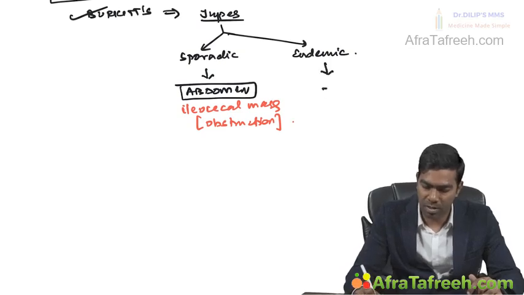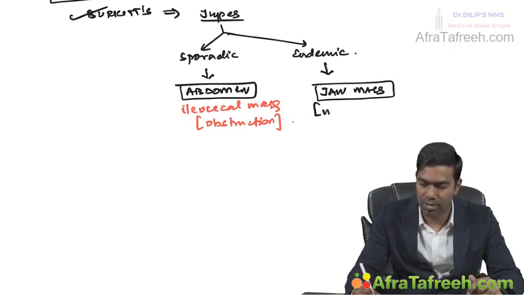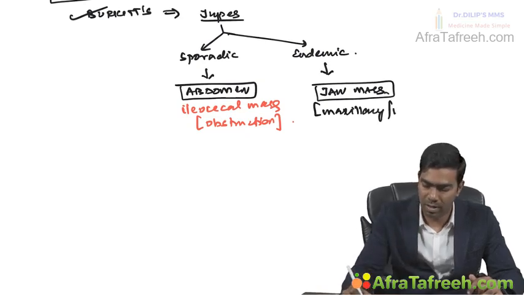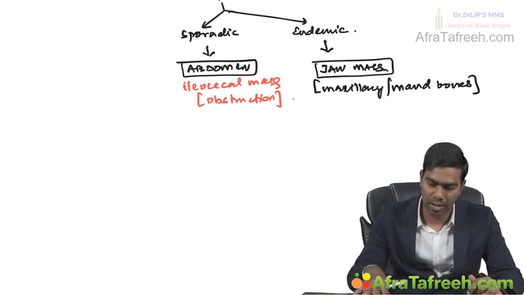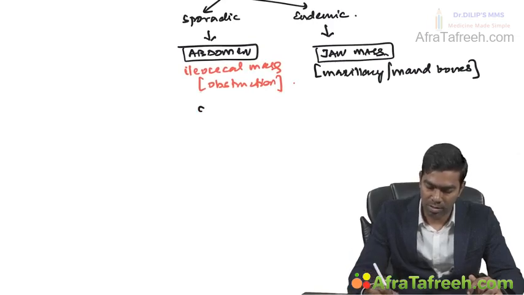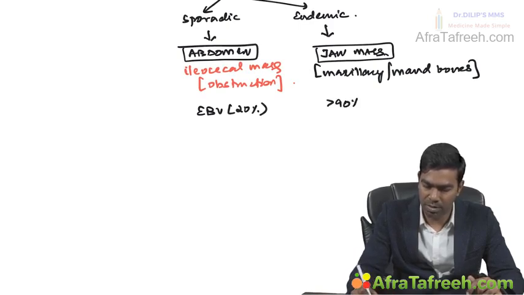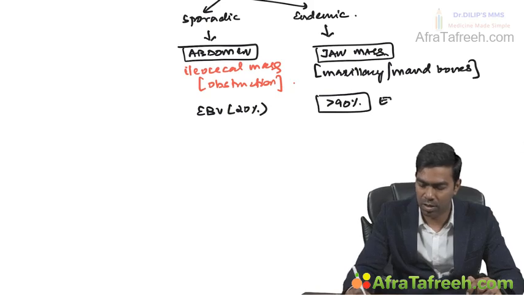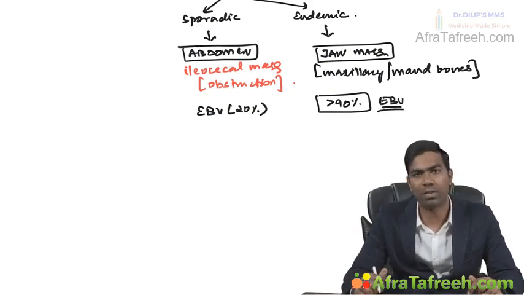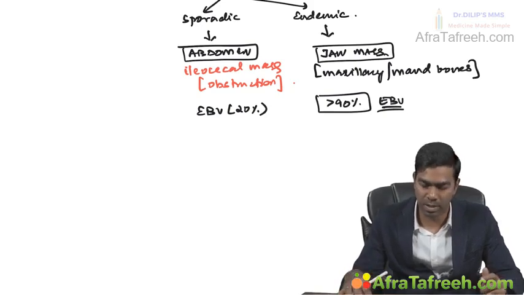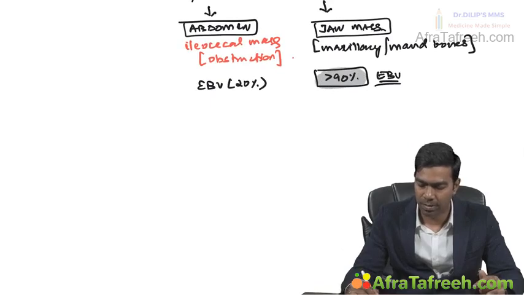But endemic Burkitt's tends to present like a jaw mass, which means they will affect the maxillary or mandibular bones. Jaw mass, maxillary or mandibular bones. So this is where endemic Burkitt's tends to be involved. And EBV association with sporadic is only 20%, whereas more than 90% of endemic Burkitt's are EBV associated. That's why I told you one of the important EBV associated malignancies is Burkitt's, endemic Burkitt's especially. More than 90% of endemic Burkitt's are EBV related.